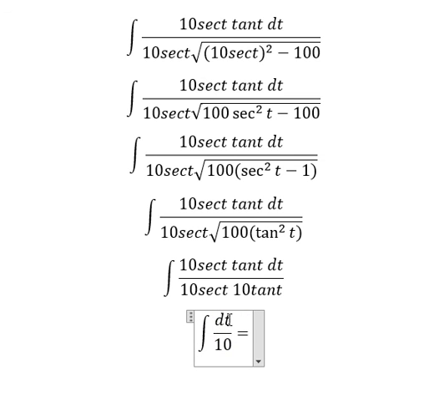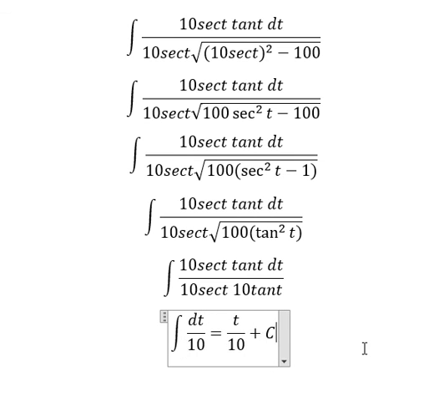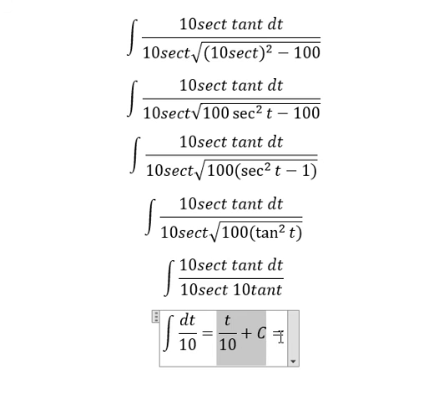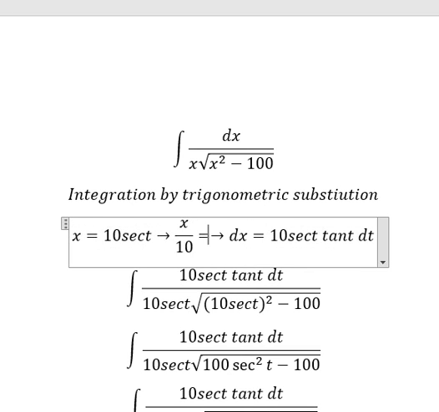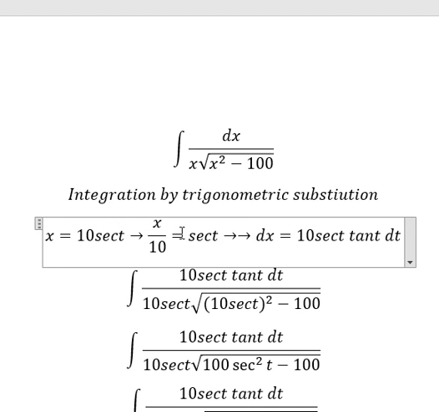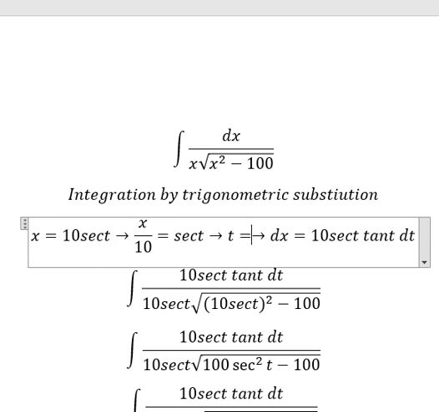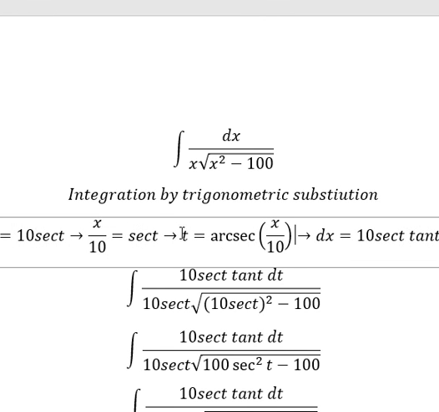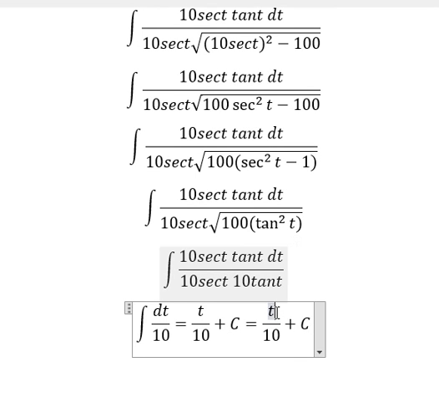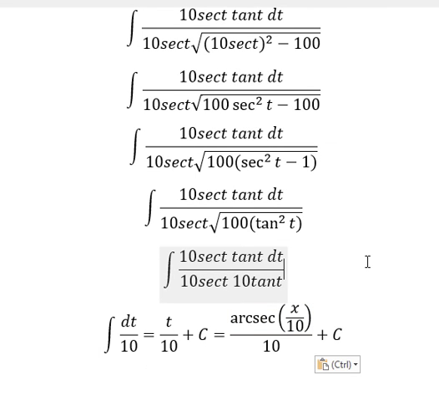The integration of dt, you get t over 10, and we put c. About t, we need to return back in here. So we divide both sides by the number 10. And we can get t equals secant of s over 10. So we put this one to replace t. And this is the final answer.